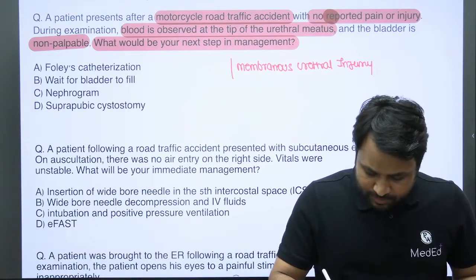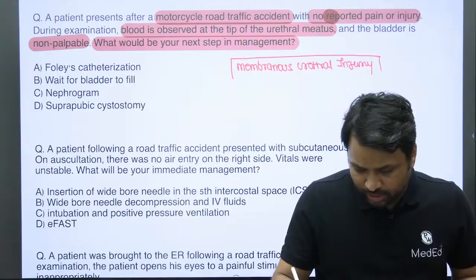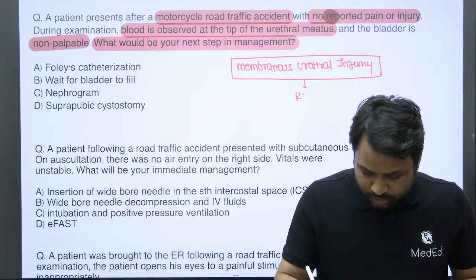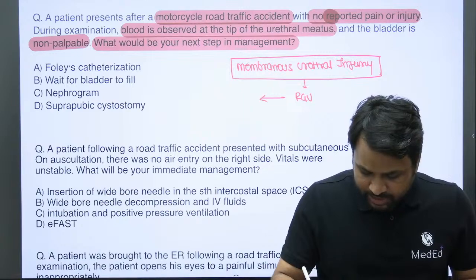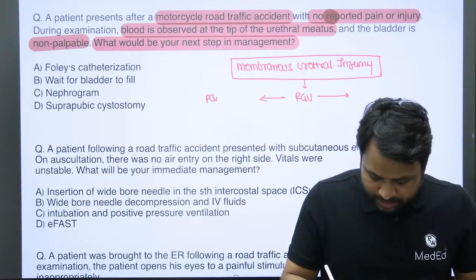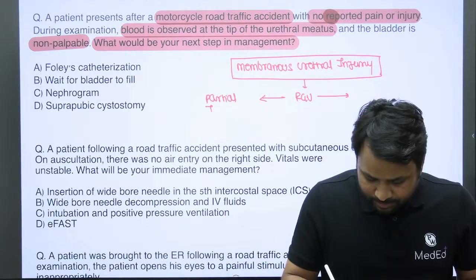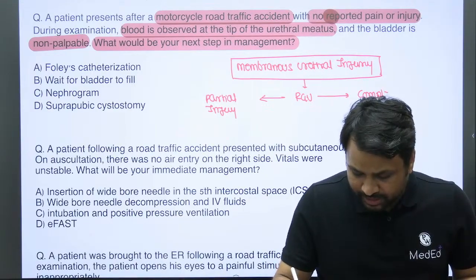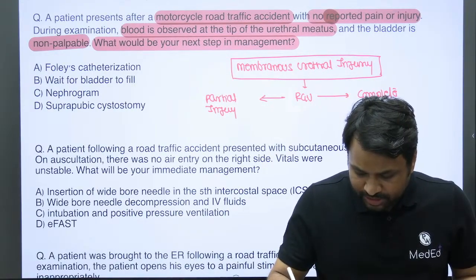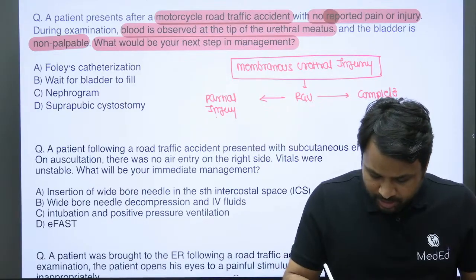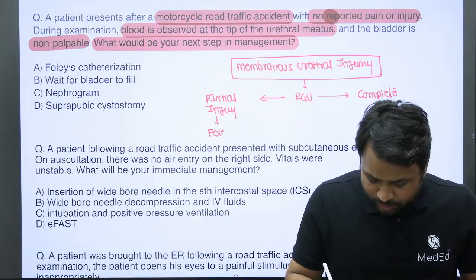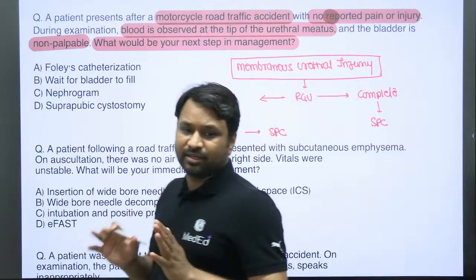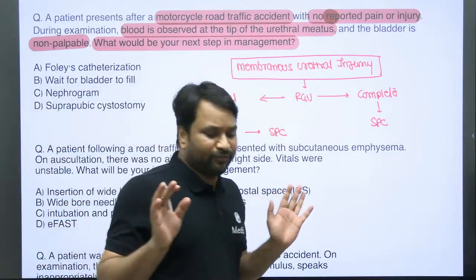Now, if there is a posterior urethral injury or an anterior urethral injury, you will do a retrograde urethrogram. On the basis of the retrograde urethrogram, you will see whether it's a partial injury or a complete injury. If it's a complete injury, I will do a suprapubic cystostomy. Partial, I will do one attempt of Foley's catheter. If it fails, suprapubic cystostomy. This is the algorithm that we follow. Okay, there is no if or but in this.